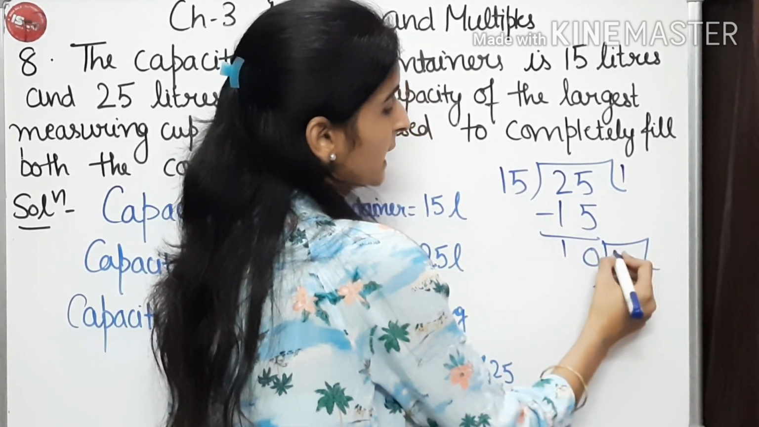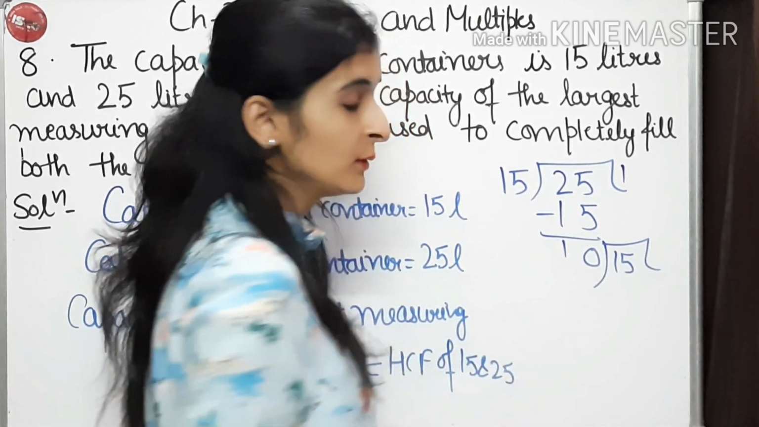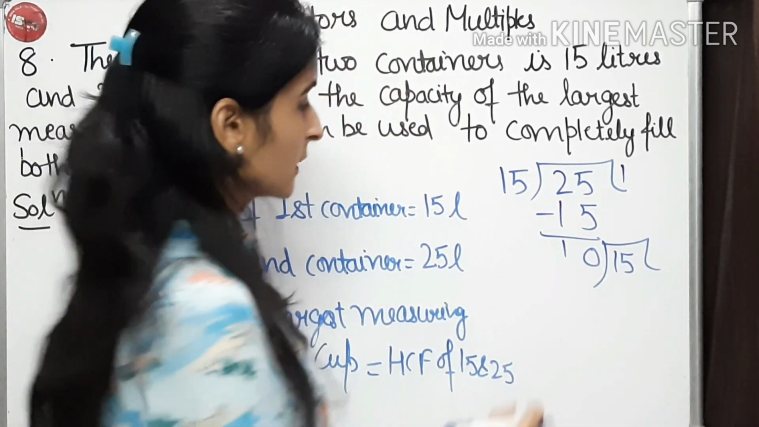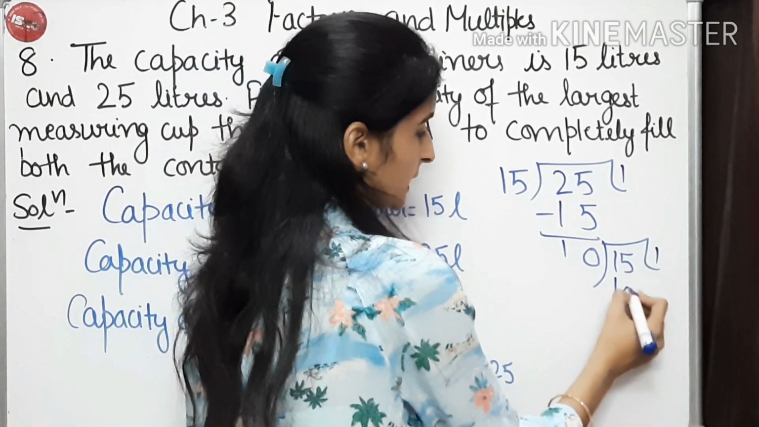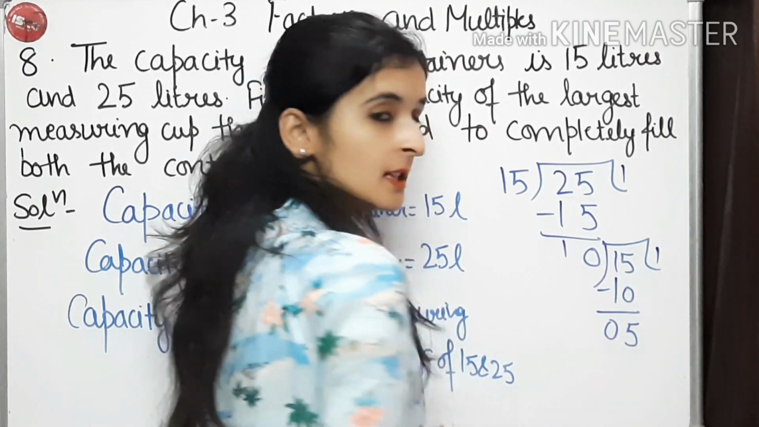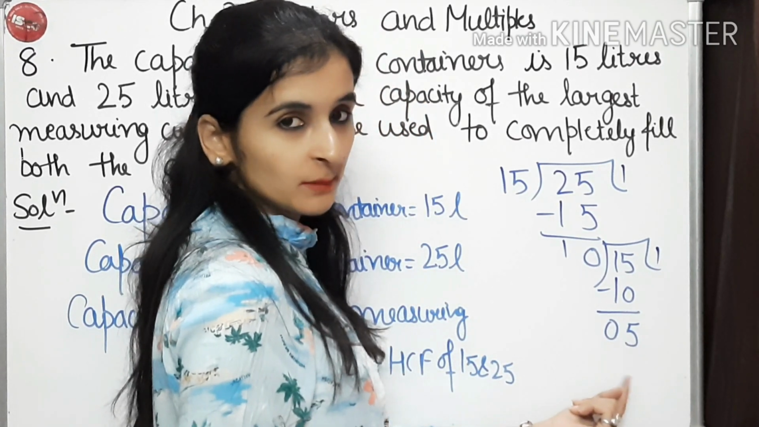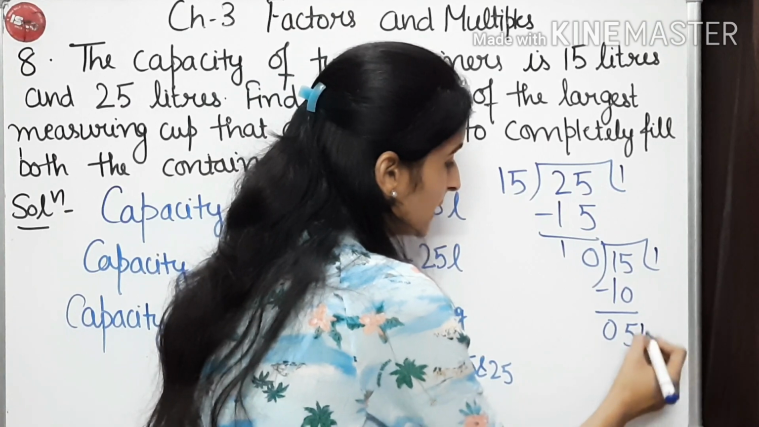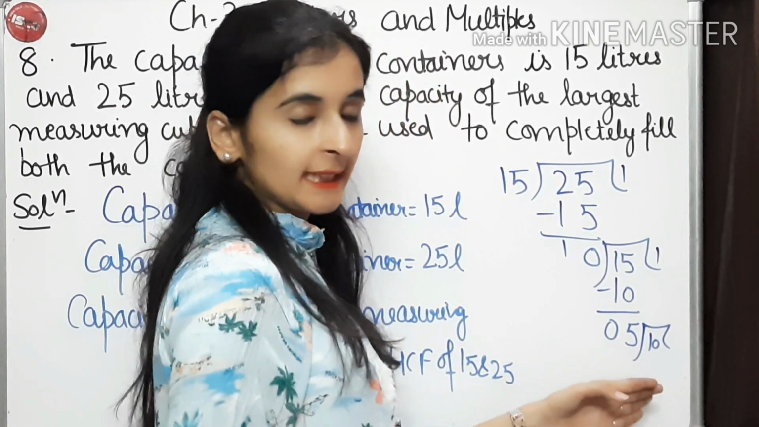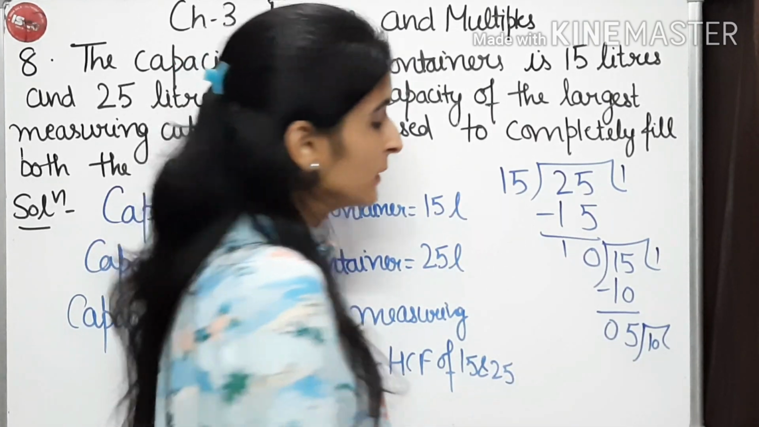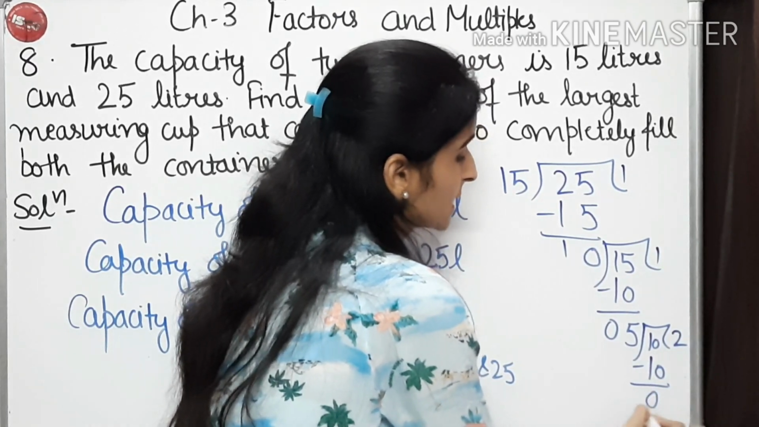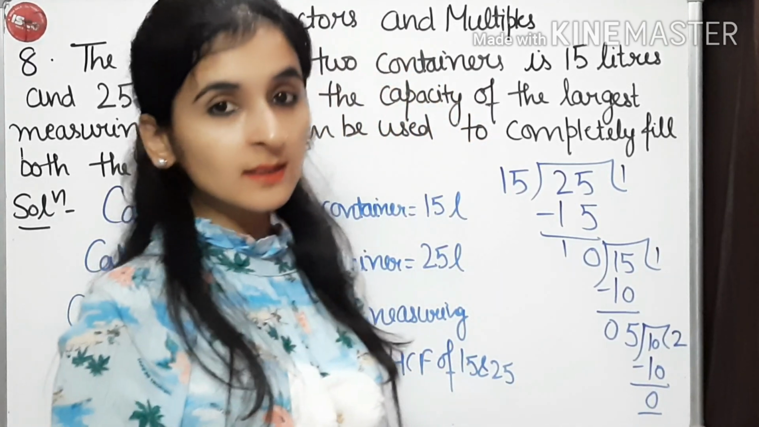Now this 15 will be the dividend and this 10 will be the divisor. Again it will go one time. 10 1s are 10. 5 minus 0 is 5. 1 minus 1 is 0. Now this 5 will become the new divisor and this 10 will be the new dividend. Now this 10 is completely divisible by 5. So 5 2s are 10. 10 minus 10 is 0. Now we have got the remainder 0.